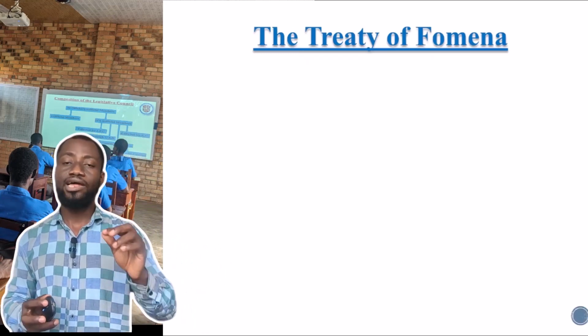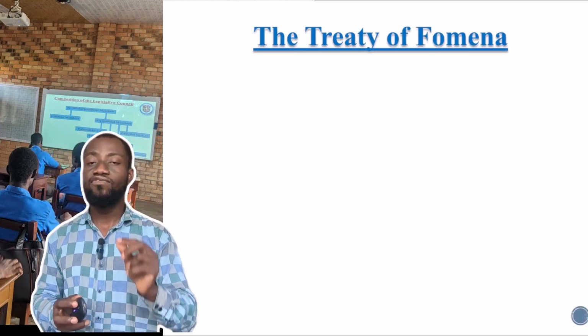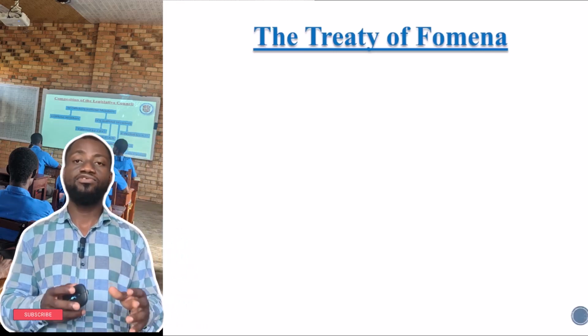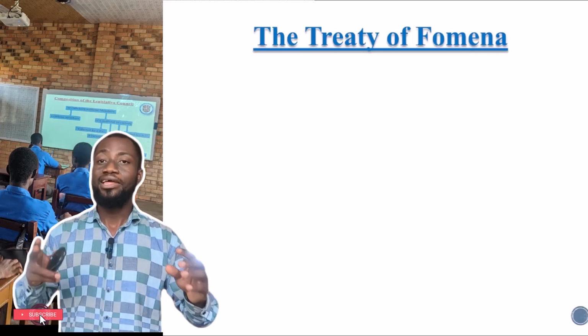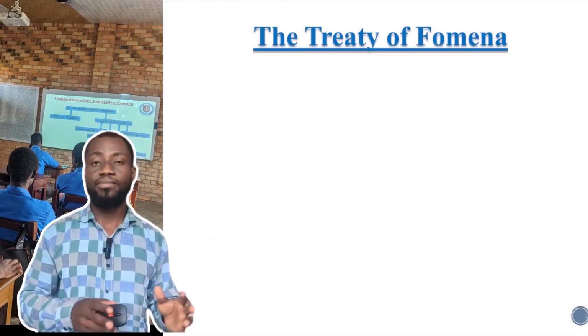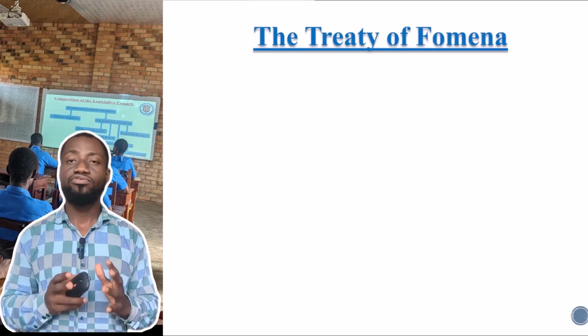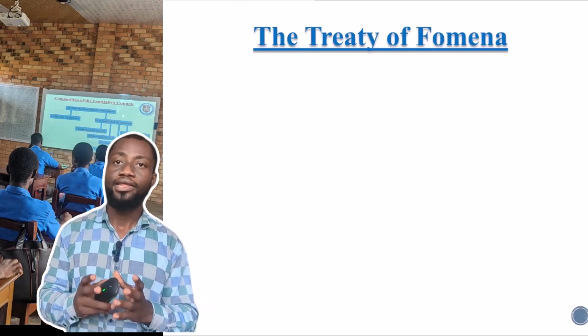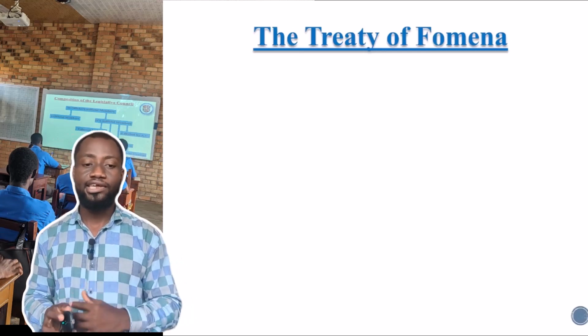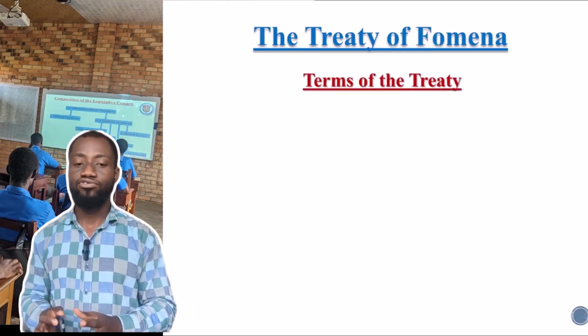Now, this treaty was actually drafted in Fomena, in the Adansi area, in the Ashanti region. However, it was signed in Cape Coast, but it was drafted in Fomena, and therefore the treaty was called the Fomena Treaty. Now let's take a look at the terms in the Fomena Treaty.